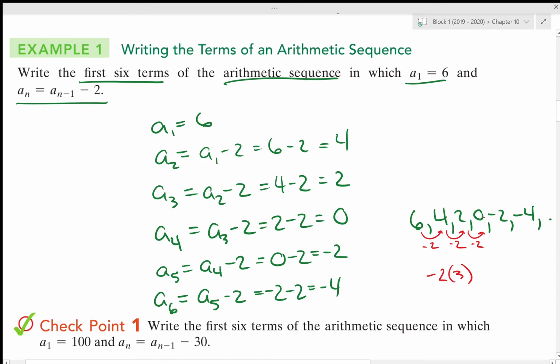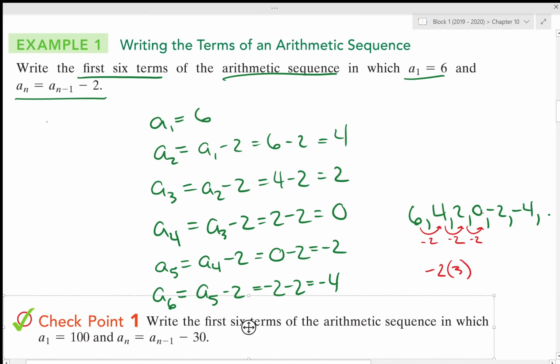If I asked you to write the first 6 terms of an arithmetic sequence where a of 1 is 6 and a of n equals a of n minus 1 minus 2, basically I'm telling you the pattern: your common difference is -2. Keep subtracting 2. The first term is obviously 6. I gave it to you. If you get a recursive formula, the first term will always be given to you. To find the second term, I take the first and subtract 2. So 6 minus 2, I get 4. Now the third term: take that second term, 4 minus 2, you get 2, and so on and so forth.